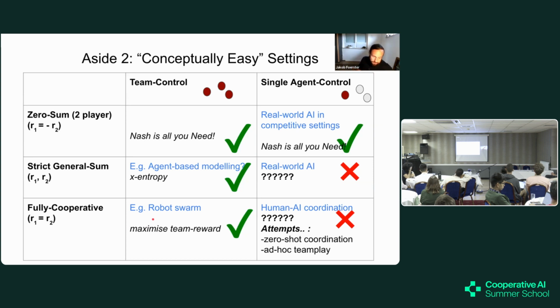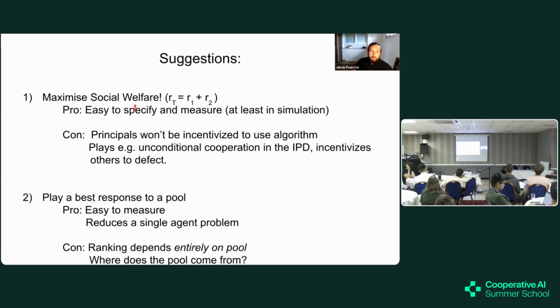So here's the suggestion. Why don't I just maximize social welfare? That seems great, right? We don't like this defection because defecting is annoying and spending 2 years in prison is annoying, right? So this is really good because it's easy to specify and to measure, right? Because I can just add up all the rewards and I can say my algorithm is better than yours, because I get more points in the team. If you add up all the team points, we actually do better.